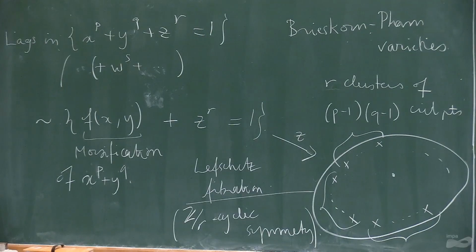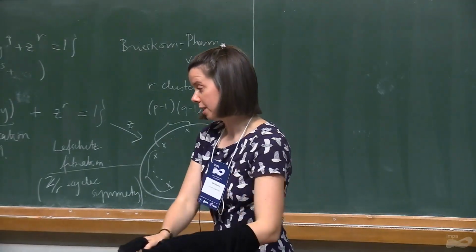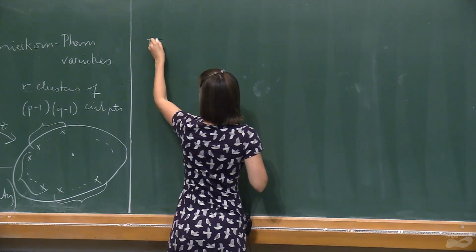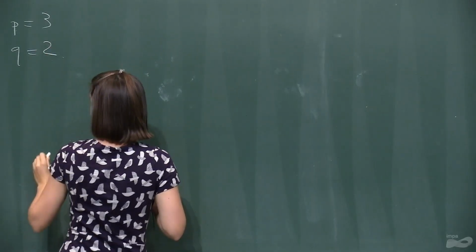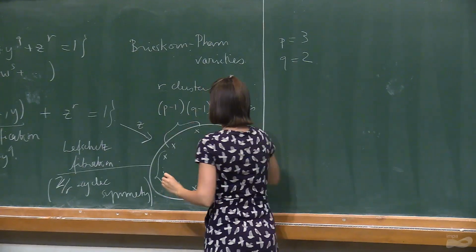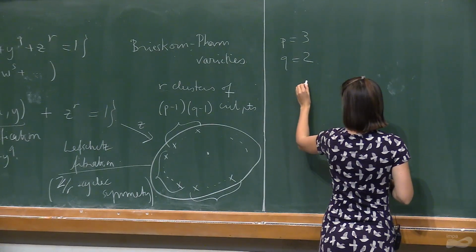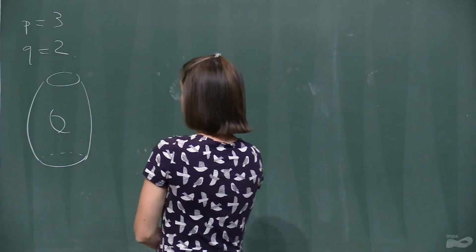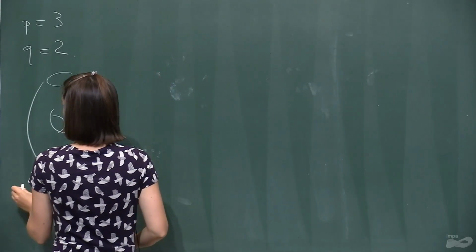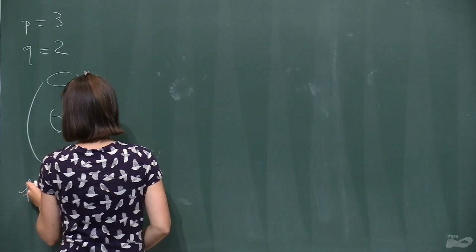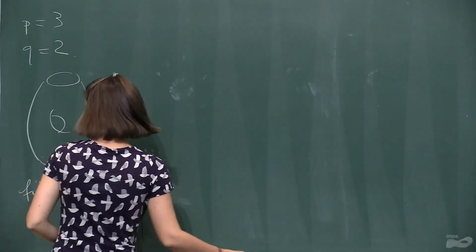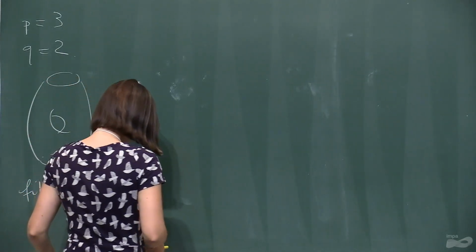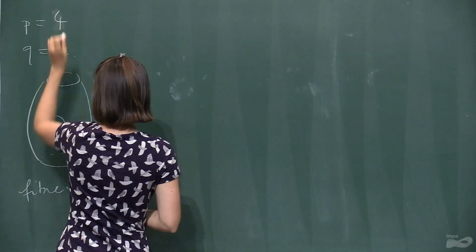A fairly basic example, and you can just focus on this one if this is not so familiar, is if you have p is 3 and q is 2. Now the fiber of this projection is a once punctured, sorry, twice punctured genus 1 curve. So this is the fiber. And there are 3 critical points. Sorry, I said 4 here. Now there are 3.